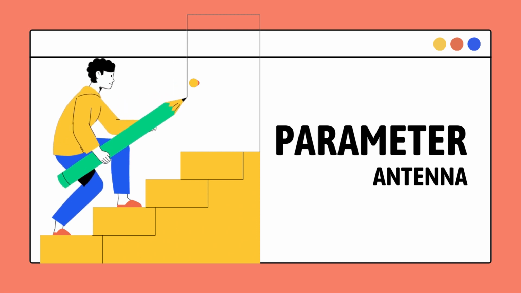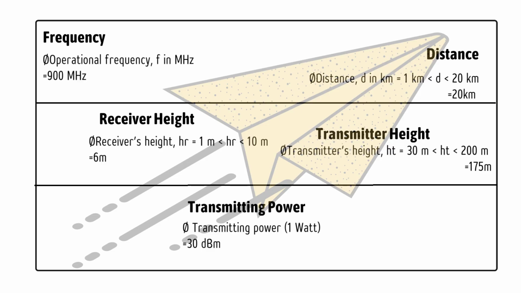Here are the parameters that I use in this assignment. First, the operational frequency in megahertz, I use 900 megahertz, and the distance in kilometer, I use 20 kilometer, and the receive height, here I use 6 meter, and the transmitter height I use 175 meter, and the last one is the transmitting power. I use 30 dBm.